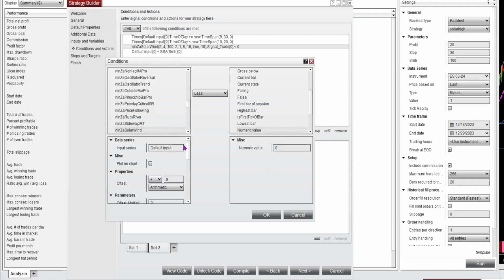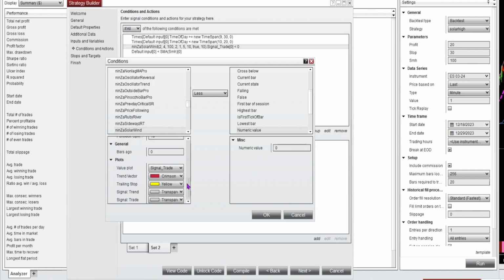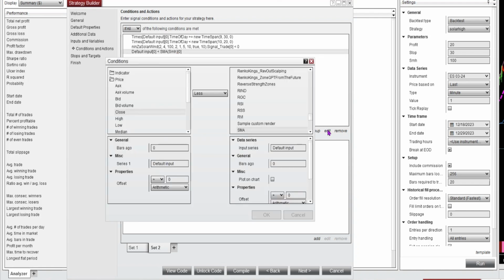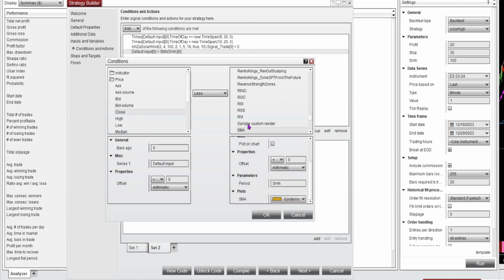The first condition is just the Ninza solar wind with the value plot of the signal trade less than the numeric value of 0. And then for the higher time frame confirmation, I've added a condition here. So in addition to having a short signal on the solar wind, I also want the close of the candle to be less than an SMA. And the period is user defined.